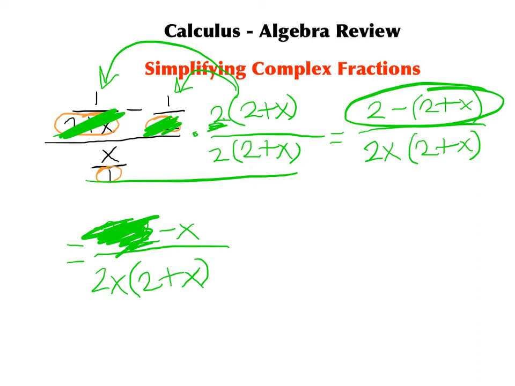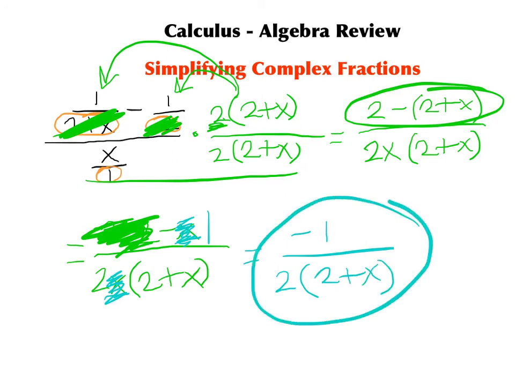Okay, now what I see is I have an x on top and an x on bottom. X divided by x, well, that's 1. So my final answer here is -1 over 2 plus x. And this is going to help me solve certain limit problems. That's how you simplify complex fractions.